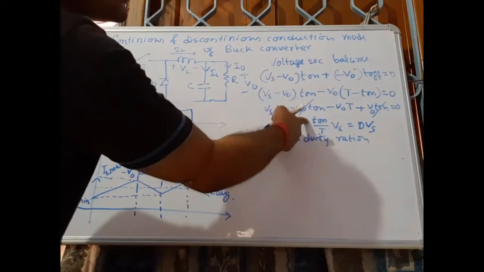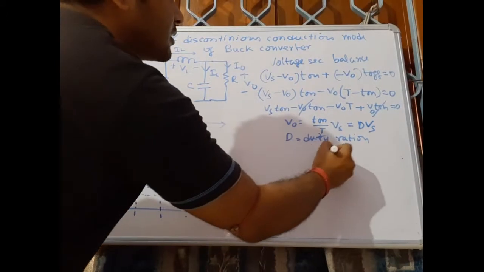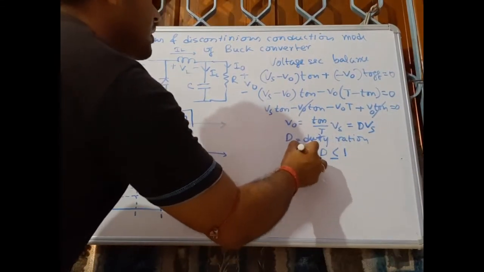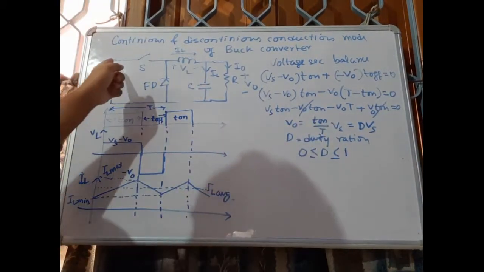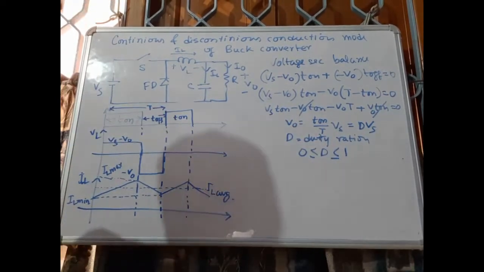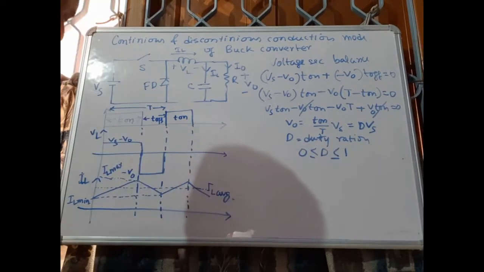And this T on is always less than capital T, so D must be less than or equal to 1 and greater than or equal to 0. T on can be T, for the condition where the switch is on all the time, then T on equals T. Okay, the duty cycle range is from 0 to 1.